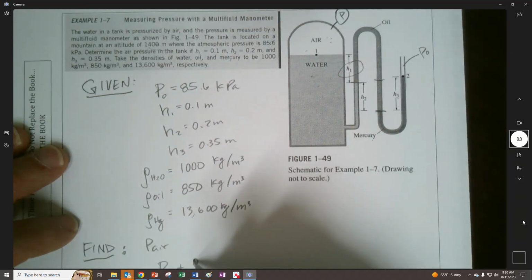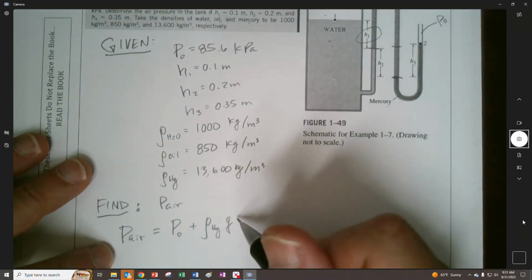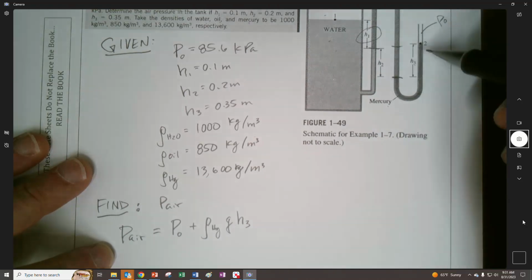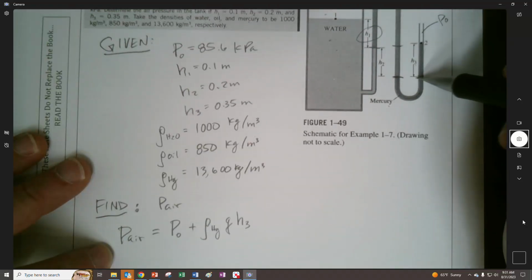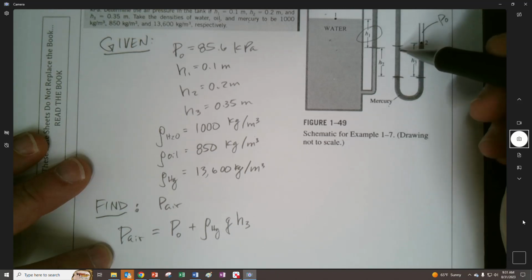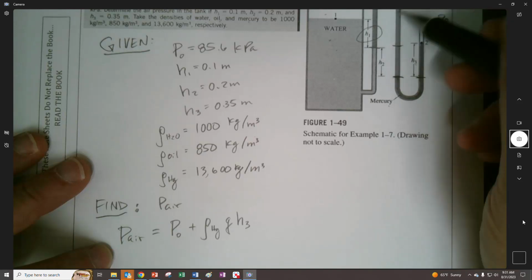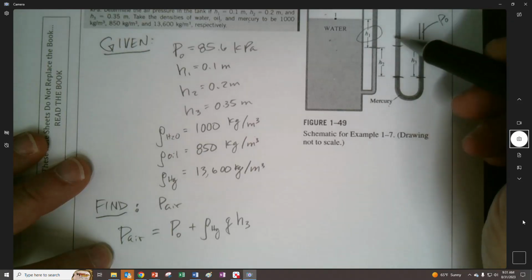So we're going to go density of mercury times g, times h3, right? We're going to go down to here, and then we're going to swim over. And now we're going to go up to here, of oil. Like this right here, this little part right here, that's trying to fool you, right? It didn't need to be this high.